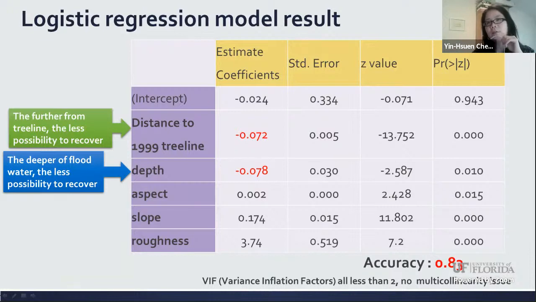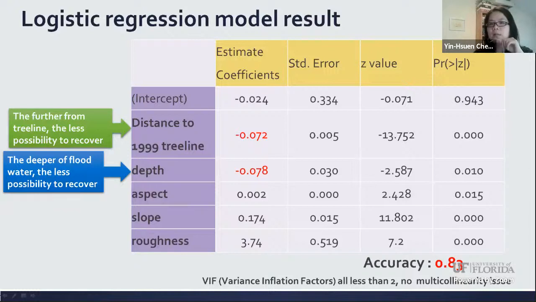So the five variables that have a significant relationship with recovery include the distance to tree lines, flood depth, aspect, slope, and roughness. The overall accuracy is 0.83, which I would say is pretty good. And the VIF, the variance inflation factors, indicate there's no major multicollinearity issue.